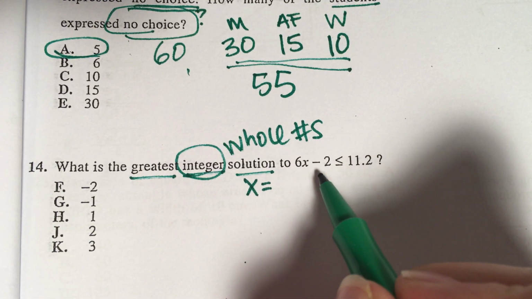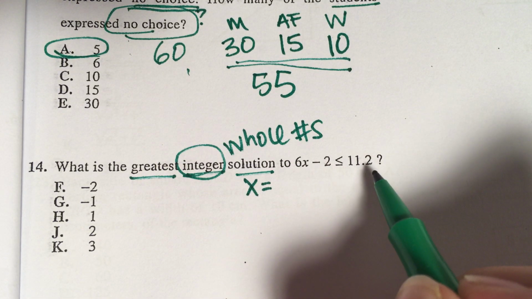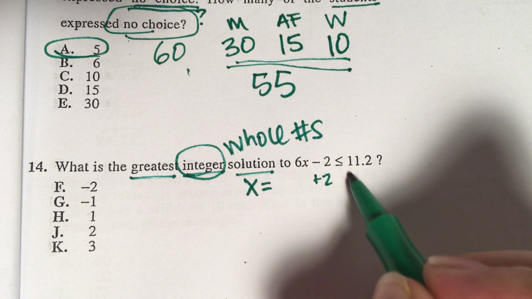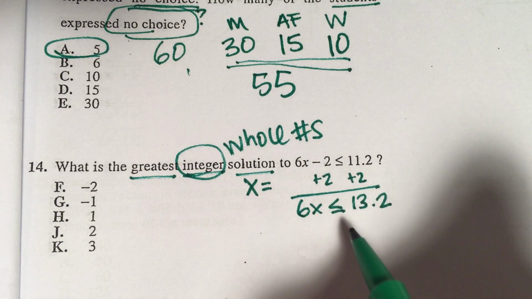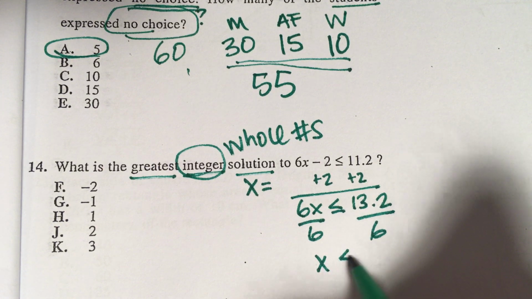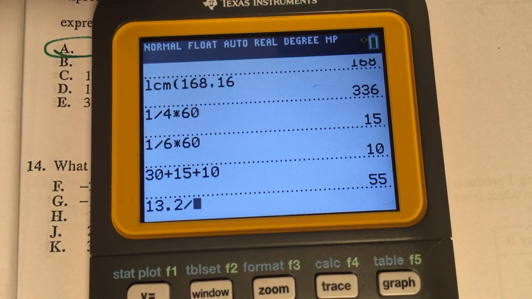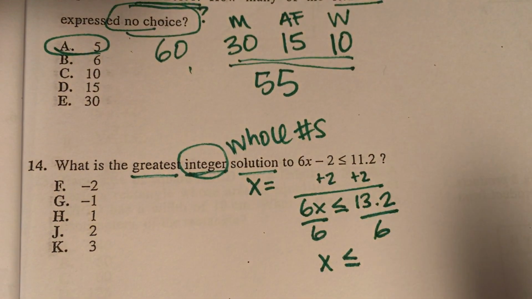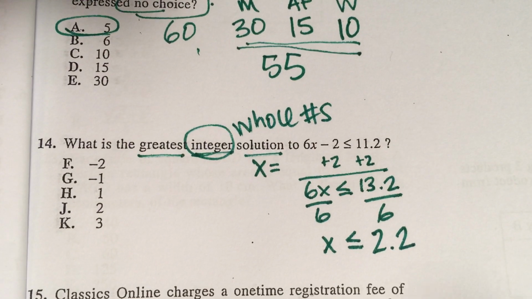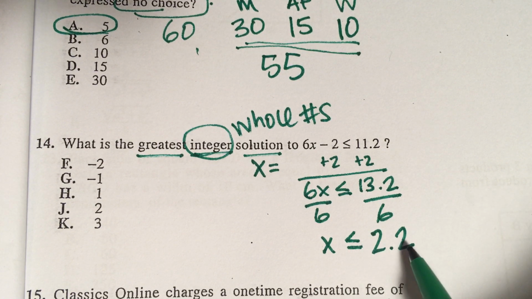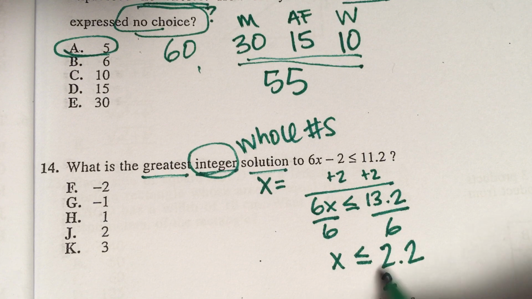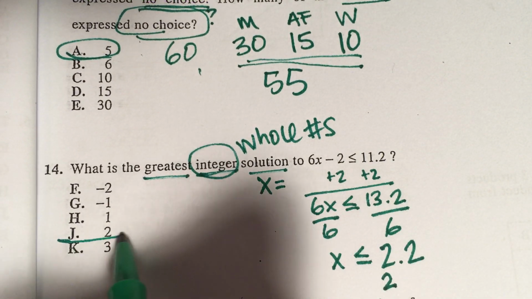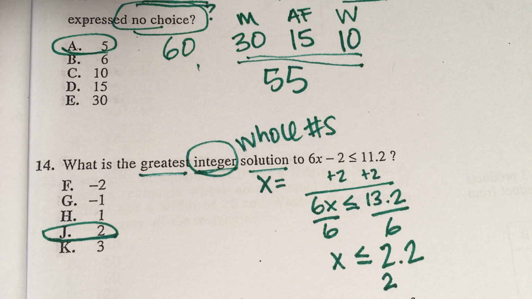So I have 6x minus 2 is less than or equal to 11.2. So I'm going to quickly solve this, adding 2 on both sides. 6x is less than or equal to 13.2. Dividing by 6 on both sides. X is less than or equal to 13.2 divided by 6, 2.2. So I have 2.2. So I know that x is less than or equal to 2.2. And they want a whole number that's less than or equal to 2.2. So the whole number that's less than that would be 2. That would be the biggest one, the greatest one that's less than there. So I'd say confidently that J is my answer.